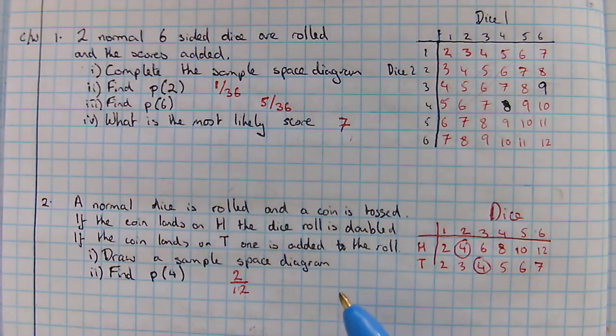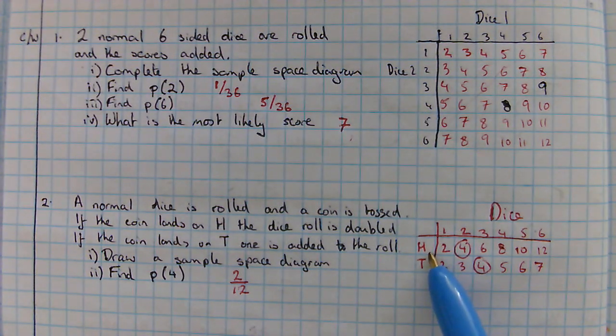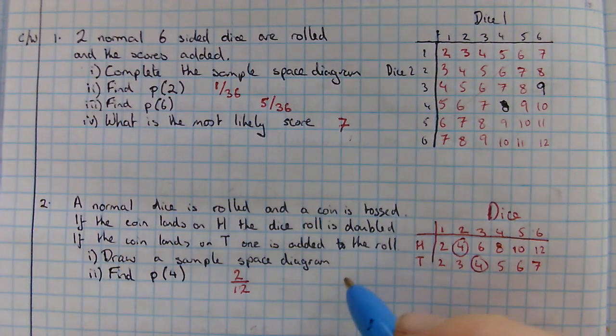For question 2, remember when I get a head, I double the dice roll, so it's 2, 4, 6, 8, 10, 12. When I get tails, I add 1 to the dice roll, so 2, 3, 4, 5, 6, 7. So there's 12 possible outcomes. Probability of getting a 4 then, 2 out of 12. Okay, give yourself a mark, please, out of 6.